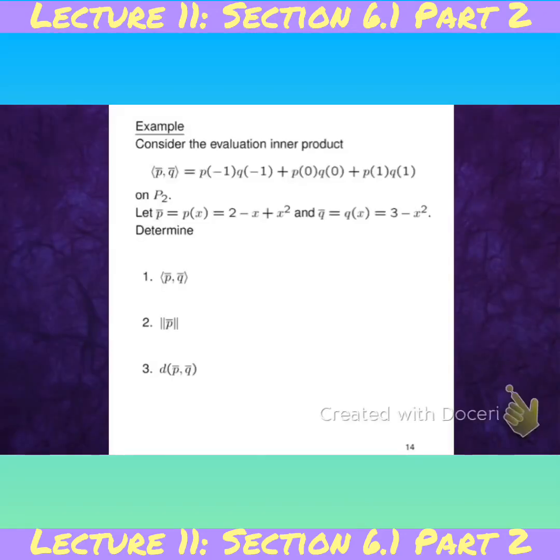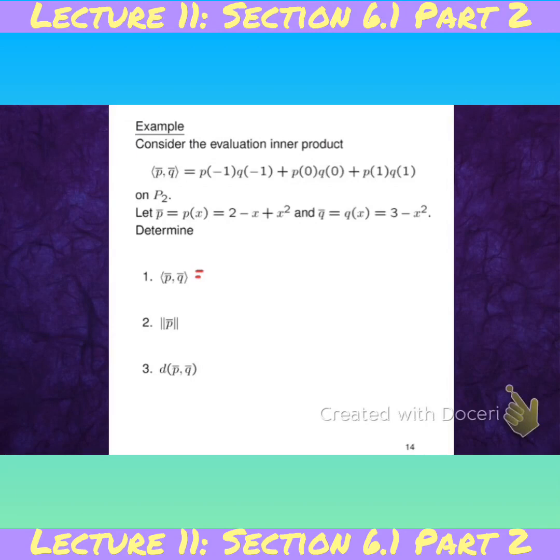Right, so next is another example. Consider the evaluation inner product, and your sample points are given as minus 1, 0, and 1 respectively. So now we are asked to find the inner product of P with Q, and then the norm of P and the distance between P and Q. And I'm going to do this very quickly. So what is the inner product of P with Q?